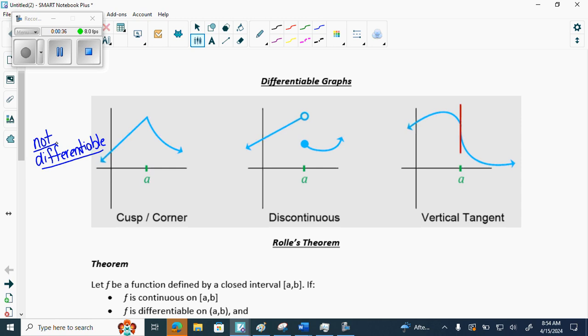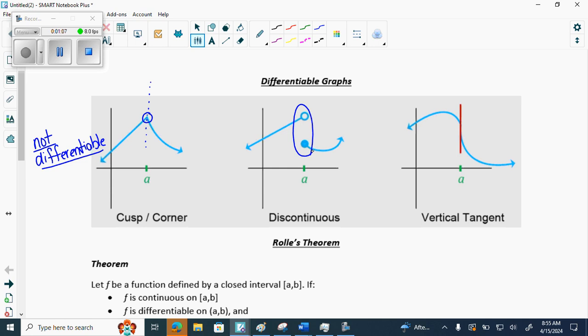So this graph is not differentiable here because whenever you get a cusp or a corner, you can't do the derivative of it because it would end up with a what type of tangent slope? Vertical, and vertical is 1 over 0, right? Vertical slopes are undefined, so that's why you can't, right? So this one's out, the cusp corner, okay? The next one is out because it's discontinuous. So this is the part that kills the differentiability of this.